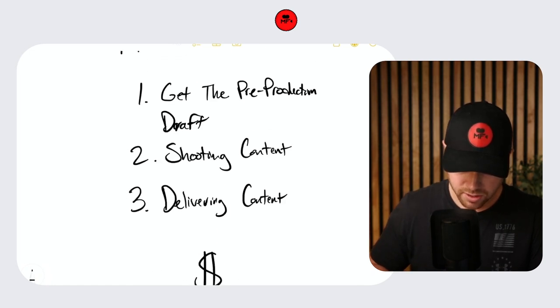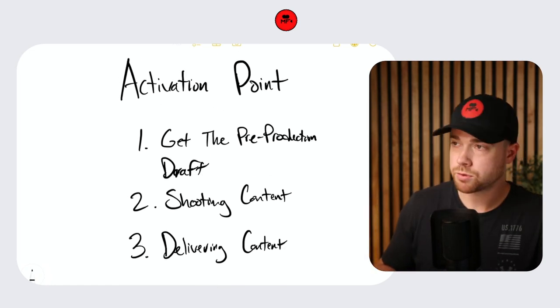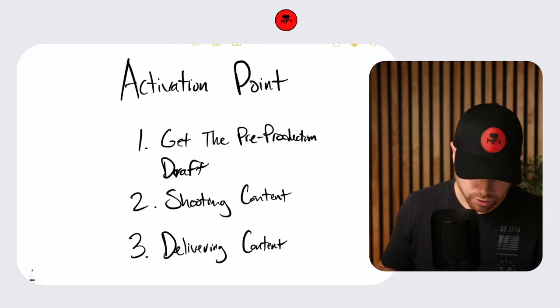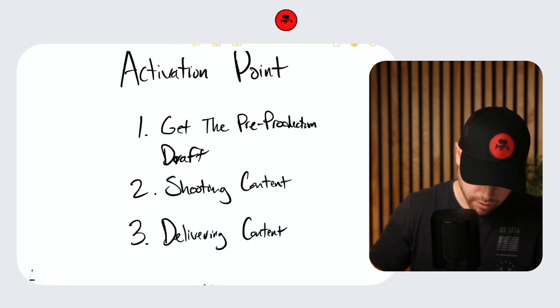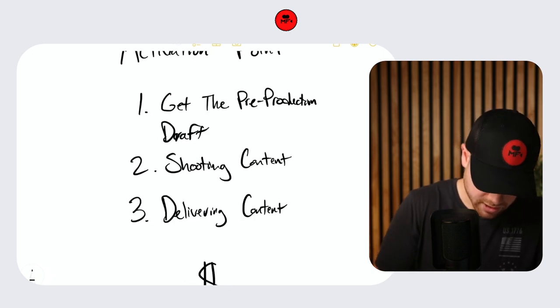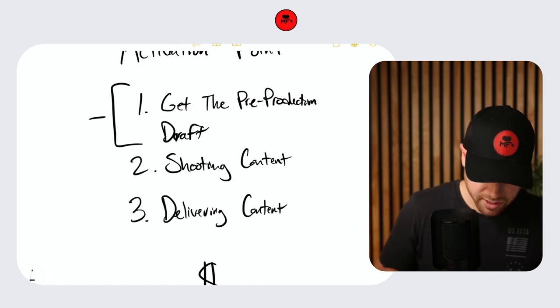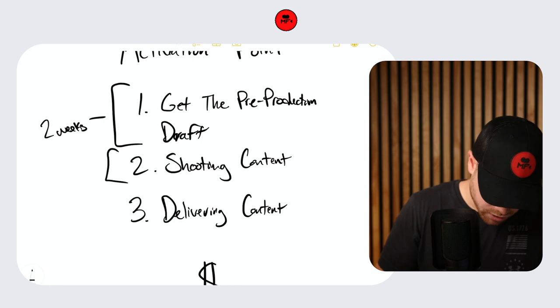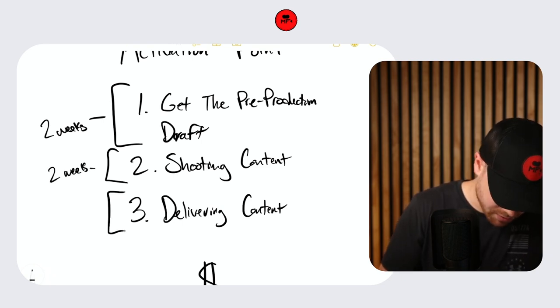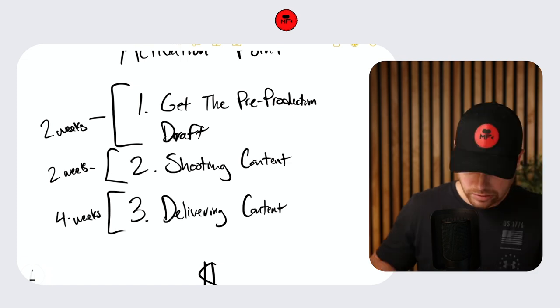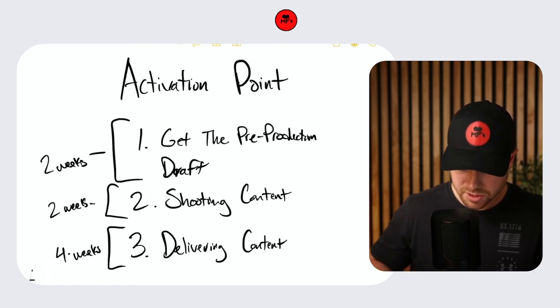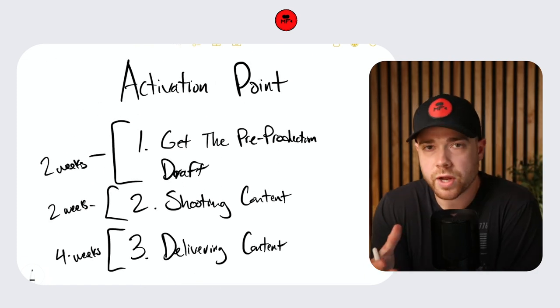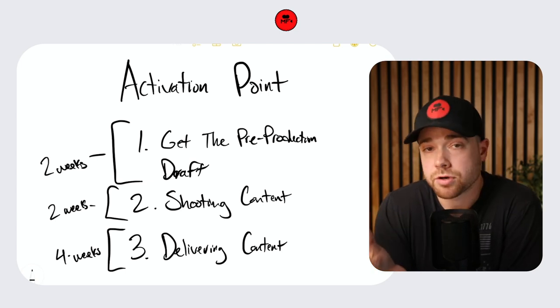So in this scenario, the first thing they would get from you that's valuable is going to be the pre-production draft in this example. And so we want to figure out how quickly, as far as time, can we get them this pre-production draft. Let's say that we can get them this within 2 weeks. And then we shoot the content for another 2 weeks from there. And then delivering the content becomes a final 4 weeks. Now we want to shorten this time because the longer somebody has to wait after they pay you, the more unhappy they're going to be, obviously.